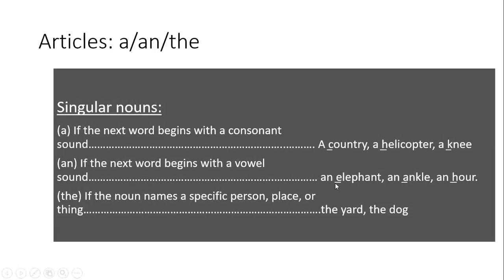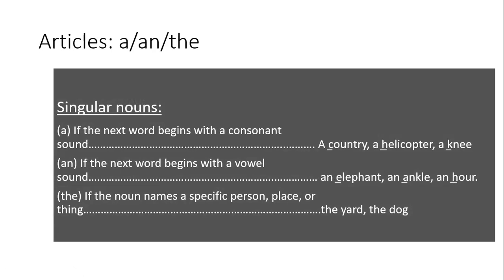So, an elephant, and an ankle. Notice how they do begin with a vowel, but they also have that vowel sound. Now let's look at the last example, an hour. What do you notice? Yes, H is a consonant, but when you say hour, in this case, it's not making the H sound, it's making a vowel sound. In the word hour, the H is silent, right?